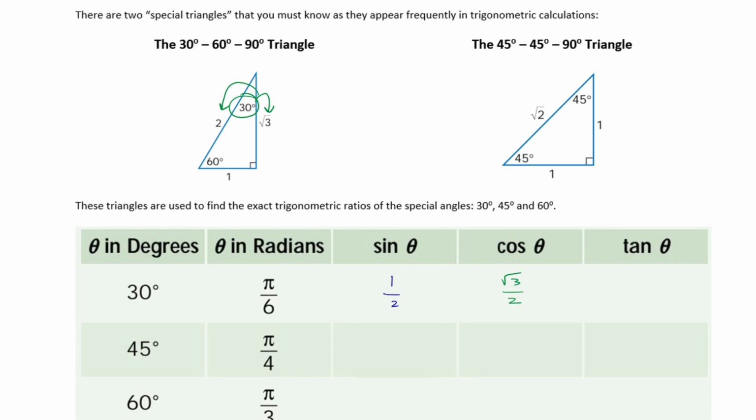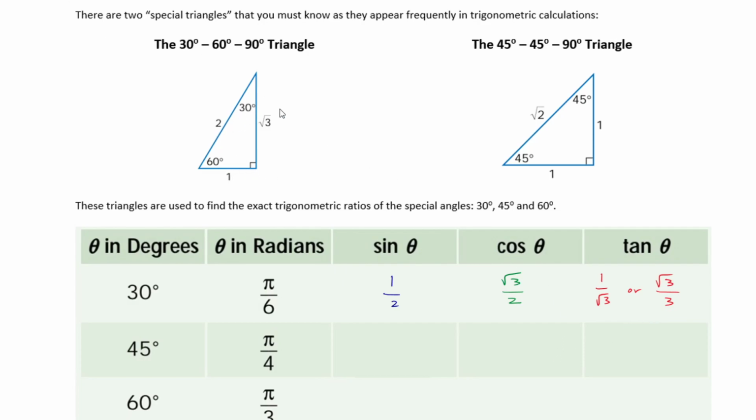And then the tangent ratio of 30 degrees, the tangent ratio is defined as opposite over adjacent. So that would be 1 over root 3, or if you were to rationalize the denominator, that would be root 3 over 3.